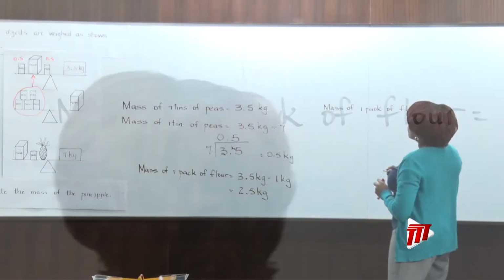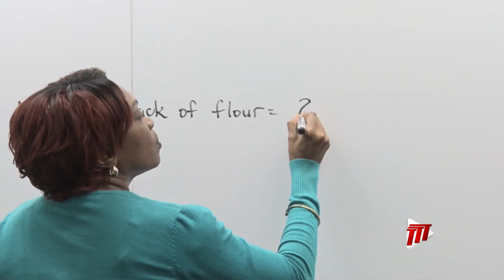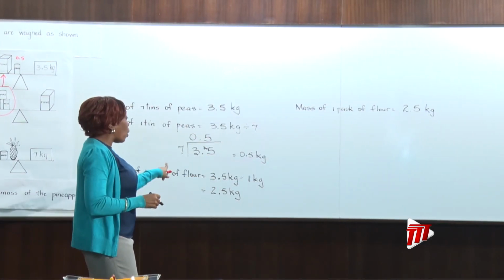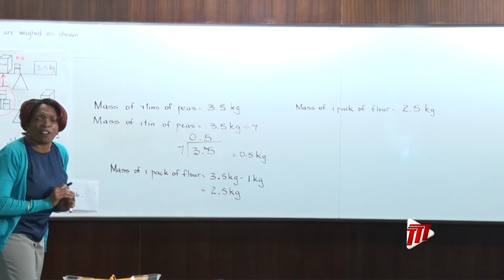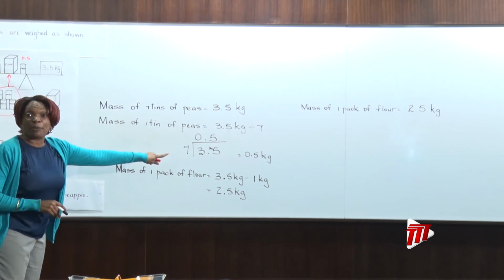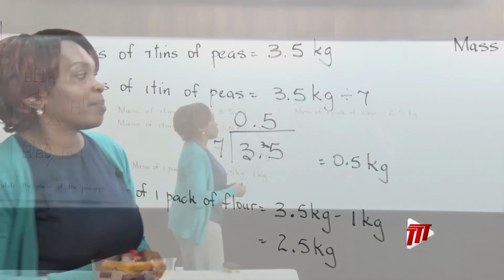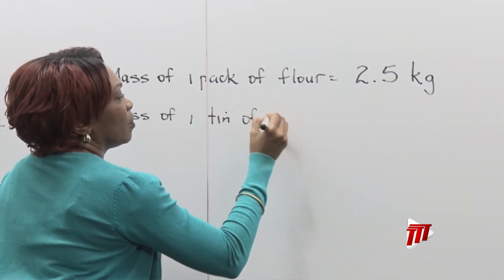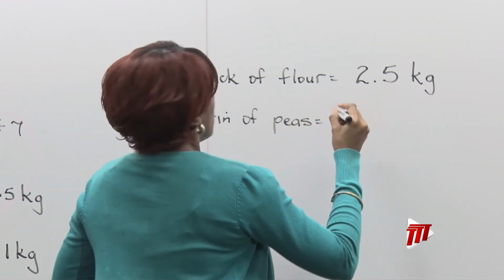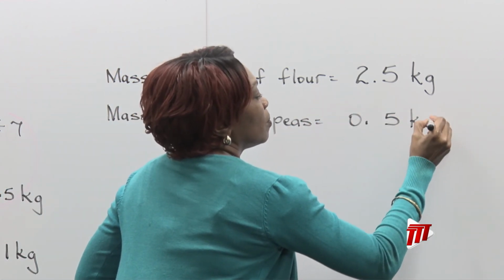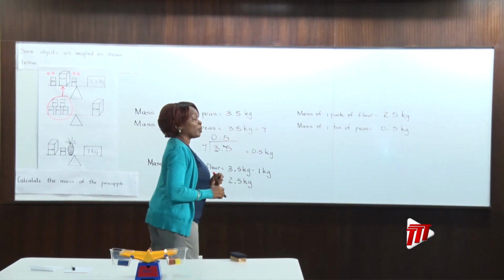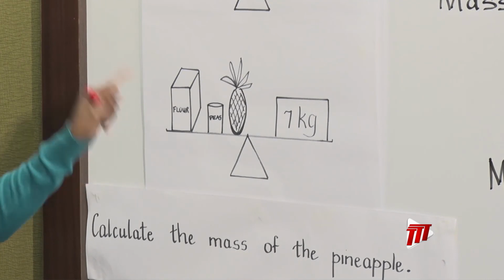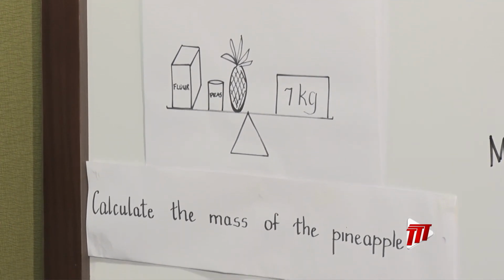What was it again? Let's go back. What was the mass of 1 pack of flour? Remember, we have 2 and 5/10. Remember, we got 2 and 5/10 kilogram being the mass of 1 pack of flour. Can you remember the mass of 1 tin of peas? Let's look and see. Remember, we calculated it before? 5/10 kilograms. So let's write down that. What did we say we were going to do? To find the mass of the pineapple, we must add the 1 pack of flour to the mass of the 1 tin of peas. Are you seeing it, children? So let's do that now.